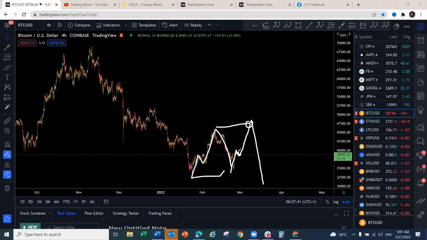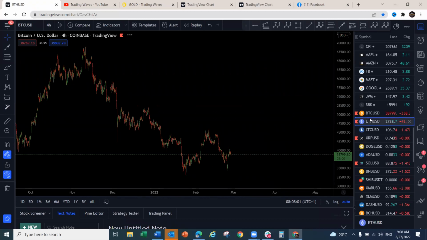So let's see here if we're going to get that push to around 45, 47,000 again on Bitcoin. Then we'll see a move to the downside. Either that or this can simply just drop from current levels and continue down to around 28, 25,000 there on Bitcoin. Let's see how that plays out in the coming week.